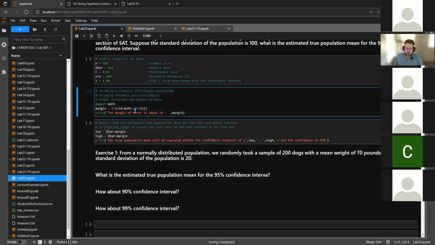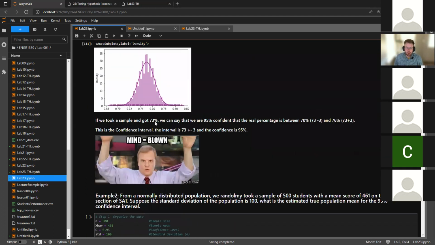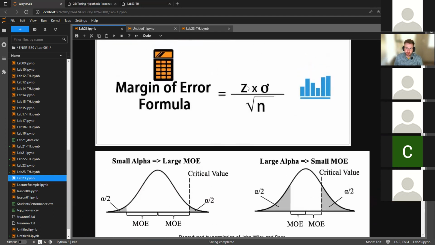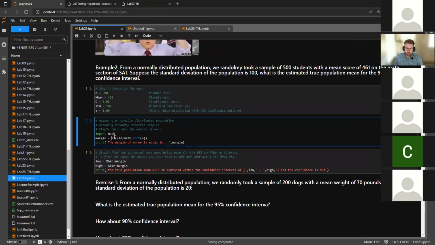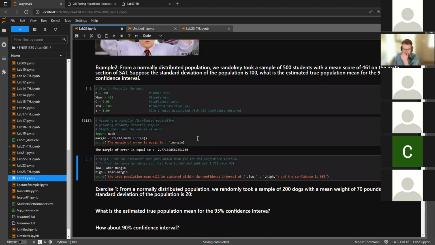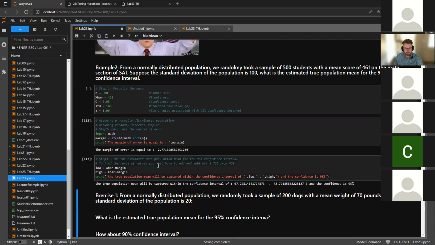So I'm going to calculate my margin, and we have the formula for that. It's right here. I have my z-value, I've got my sigma, and I've got my sample size. All right, z times standard deviation divided by square root of my sample size. So what's my margin of error? Margin of error is 2.77. Okay, that tells me the distance to go.